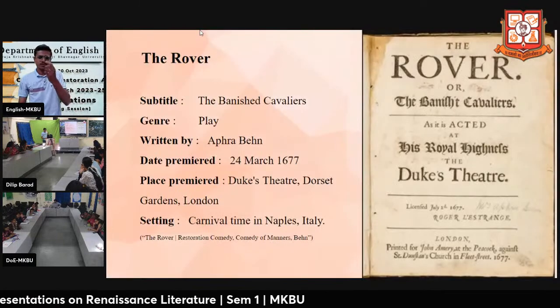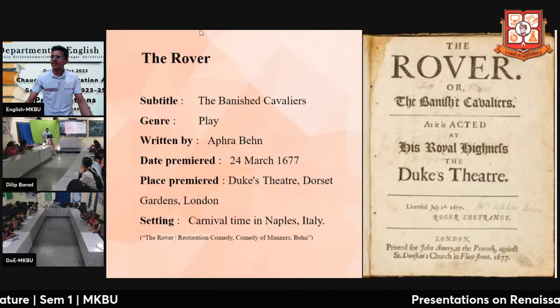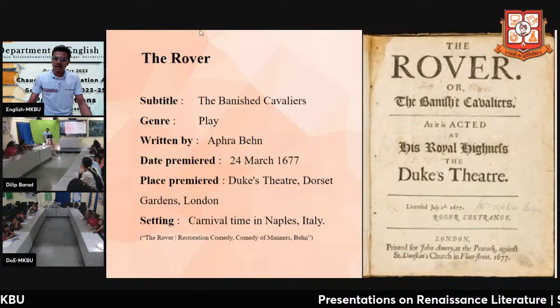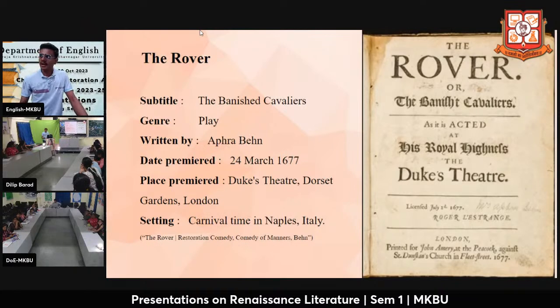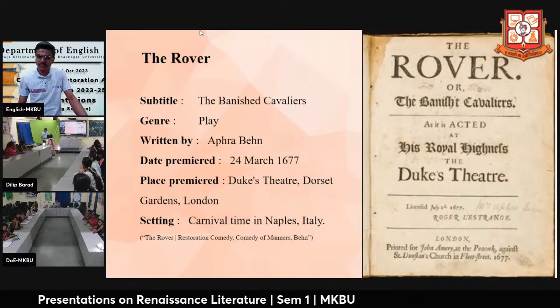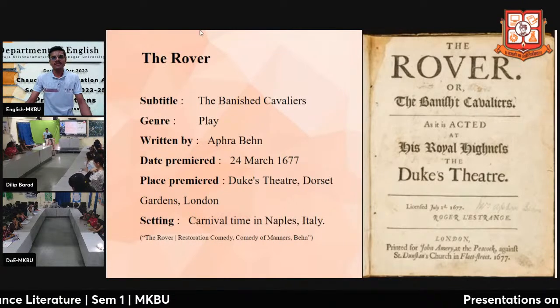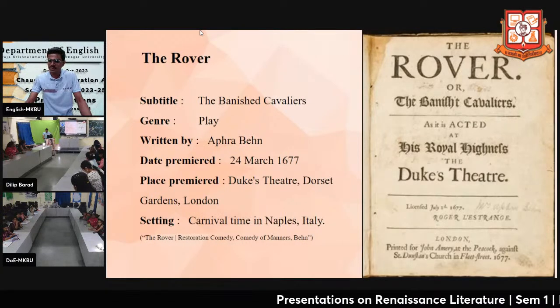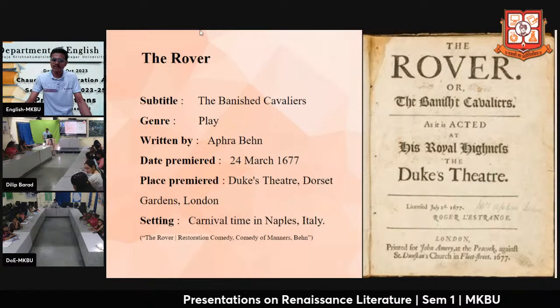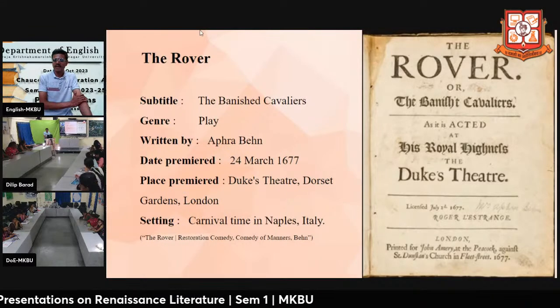Second, we compare the character from The Rover, which is a play, a Restoration comedy. The subtitle is The Banished Cavaliers, written by Aphra Behn. It premiered on 24th March 1677 at Duke's Theatre, Dorset Garden, London. The setting of the play is Carnival time in Naples, Italy.